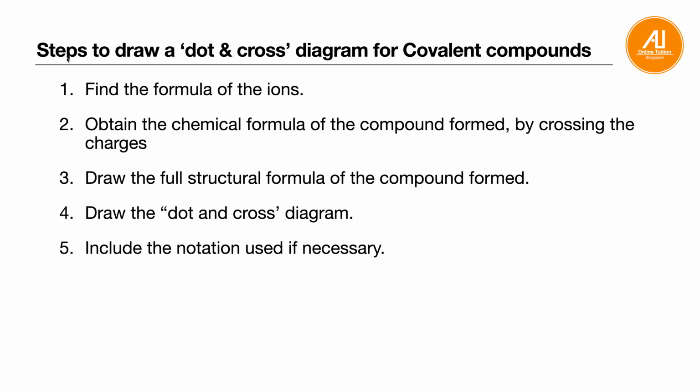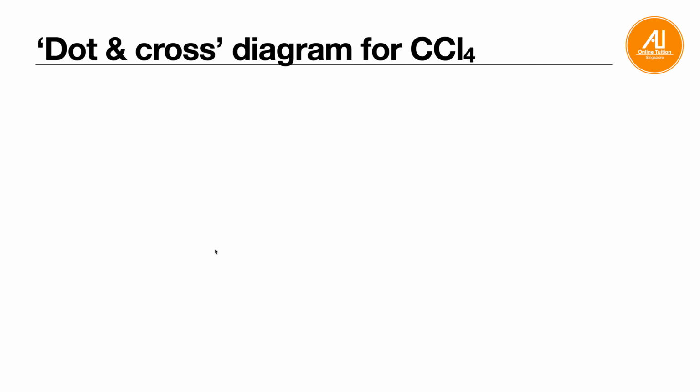So, steps to draw a dot and cross diagram for a covalent compound. First, you write down the formula of the ions, which we did just now, and then obtain the chemical formula by crossing the charges. Next, you draw the full structural formula of the compound formed. Then you draw the dot and cross diagram, then include your notation if it's required. So let's look at one example.